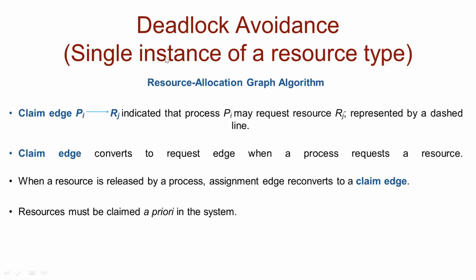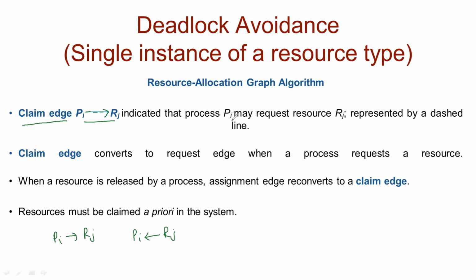If we have a resource allocation system with only one instance of each resource type, then we can use a variant of resource allocation graph for deadlock avoidance. In addition to the request edge and assignment edge, there is another edge which is introduced, which is the claim edge. This edge is basically a dotted edge.